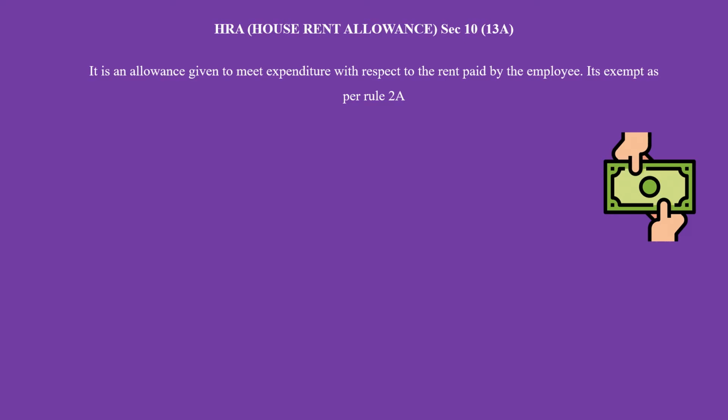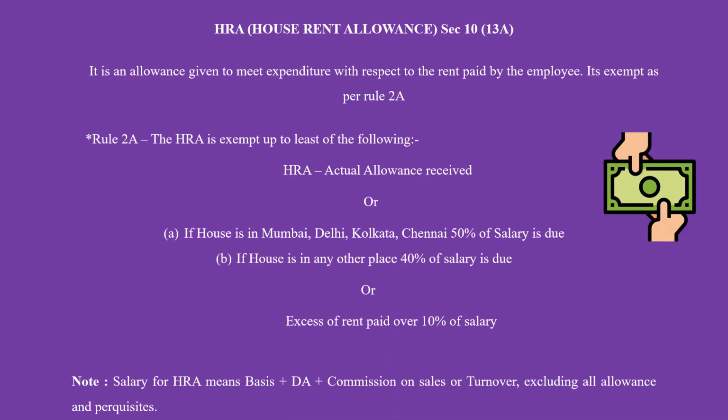What is this rule 2A? HRA is exempt up to the least of the following. So there are three conditions given. Whichever is the lowest, that amount will be exempted from tax. So the first condition is HRA, or the actual allowance received by this person. So say for example, he is receiving 10,000 rupees as house rent allowance. That is considered as the first case.